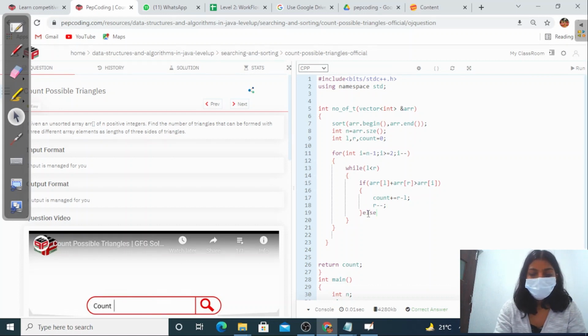L plus plus. It means if these three sides are forming a triangle, then all the sides greater than my low are going to form the triangle. So I add r minus l to my count. Okay, and then I try to decrease my second highest side and then check again, the same condition. Okay, l plus plus, and then return count.